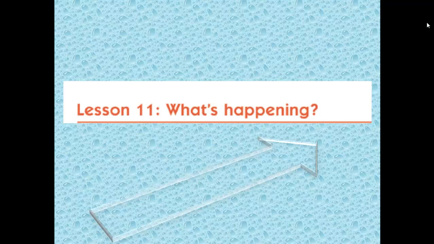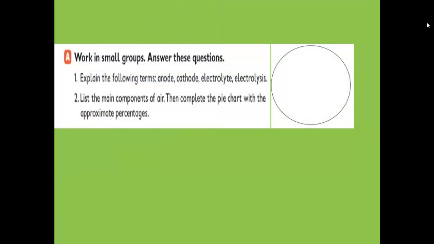This lesson has the title of What's Happening. So let's do the exercises and practices. First, number A, the first one says, work in small groups and then answer these questions. Here we have two questions.